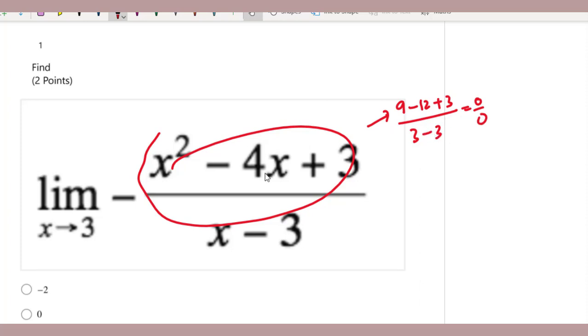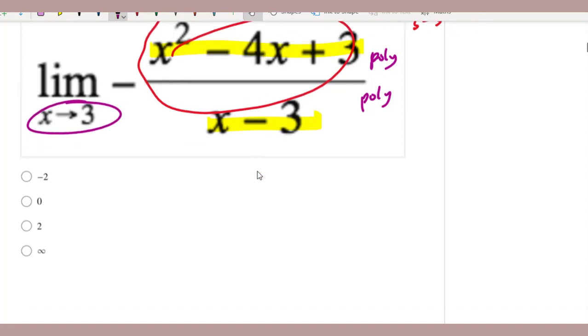And for this, it is a polynomial over polynomial, and x approaches a number value, so you have to factorize and simplify. Okay, try to factorize.